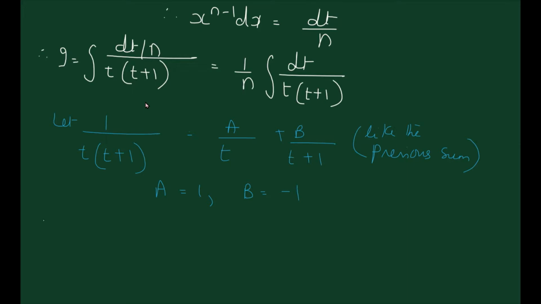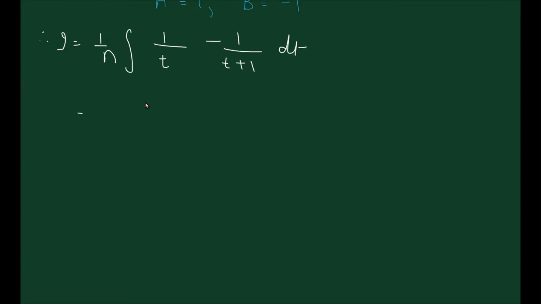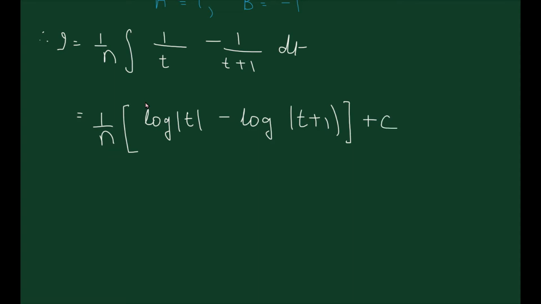Then our integral now becomes I is equal to 1 upon n, the integral of a upon t, that is 1 upon t, minus b upon t plus 1, that is b is minus 1 and therefore minus 1 upon t plus 1 dt. Again, the next step is the same as the previous sum. So we take 1 upon n common. Log t, I have cut the sum short a bit. So log t minus log of t plus 1 plus c.